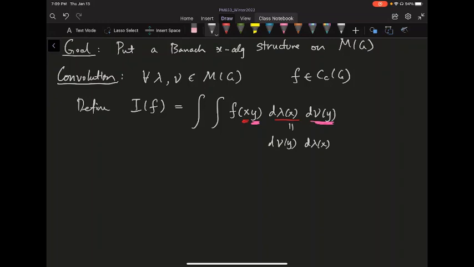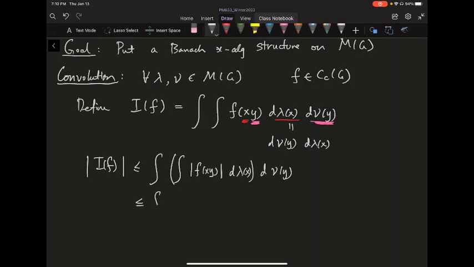So why is that? Okay, so if I consider the I of f, and consider its absolute value, it's going to be less than or equal to, let's say, integrate the f of xy first with respect to lambda, and then I do this whole thing with respect to nu of y. So the first is x, the second is y. This is going to be less than or equal to the integral of, because I do the lambda itself, which is going to be a functional on the C_c of G.